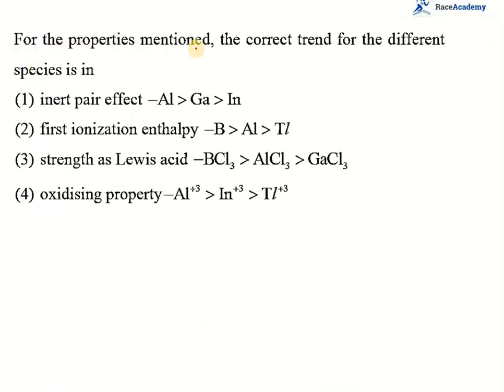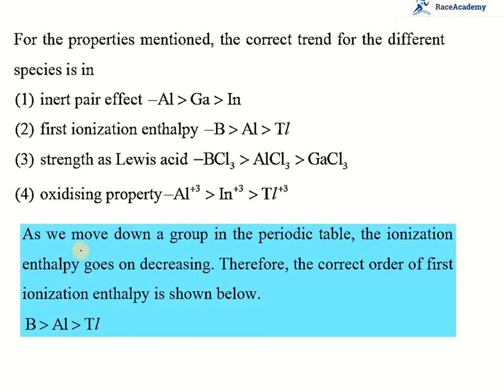Next, for the properties mentioned, the correct trend for the different species. First we have inert pair effect given: aluminum, gallium, indium. Next, ionization enthalpy is given, strength of Lewis acids is given, and oxidizing properties are given. Whereas in the third group, the boron family, for ionization enthalpy there is an irregular trend. As we move down the group in the periodic table, the ionization enthalpy goes on decreasing. Therefore, the correct order of ionization enthalpy is shown as boron greater than aluminum greater than thallium. So that is the correct statement.